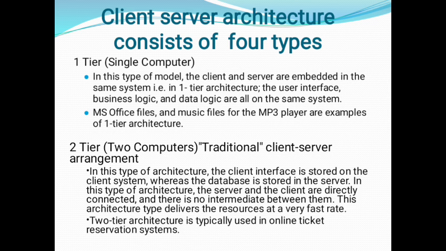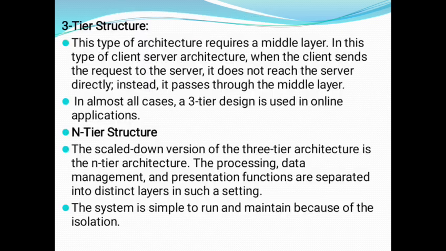Two tier, two computers, a traditional client server arrangement. In this type of architecture, the client interface is stored on the client system, whereas the database is stored on the server. Client information is stored in the client system. The database is stored on the server side. In this type of architecture, the server and the client are directly connected and there is no intermediary between them. This architecture type delivers the resource at a very fast rate. Two-tier architecture is typically used in an online ticket reservation system.